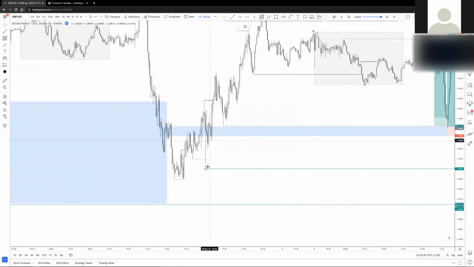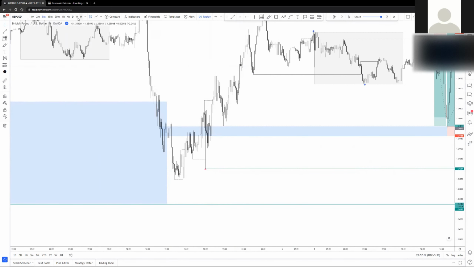NFP week was too big, but what did it do? It did a stop hunt, but it broke structure. The wicks that only do a stop hunt will get taken out, but this did a stop hunt and then broke structure too.